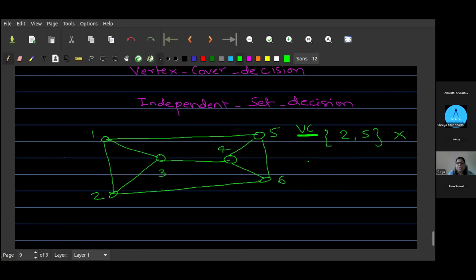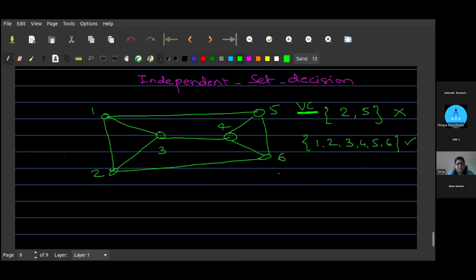But if you consider all the vertices in this graph, is that a vertex cover? Trivially, yes. Nothing much to do there. But we want something which is of minimum size. Now 2 and 5 is not possible, so maybe we should consider another size 2 vertex cover. Is there a size 2 vertex cover? If not, maybe size 3 is the minimum possible, or maybe size 4. So that becomes an optimization problem: you want to minimize the size of a vertex cover.